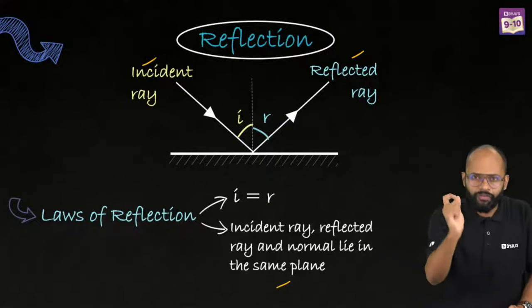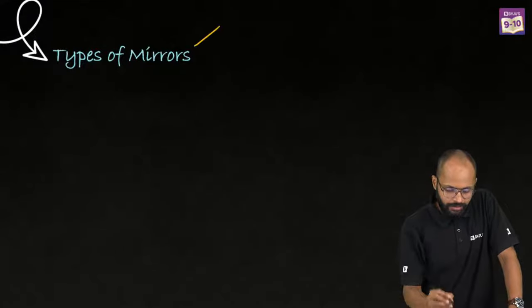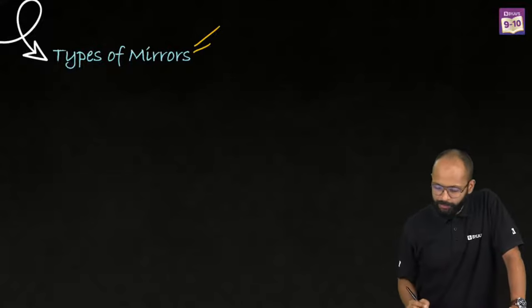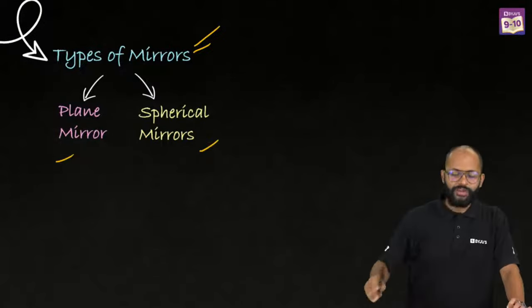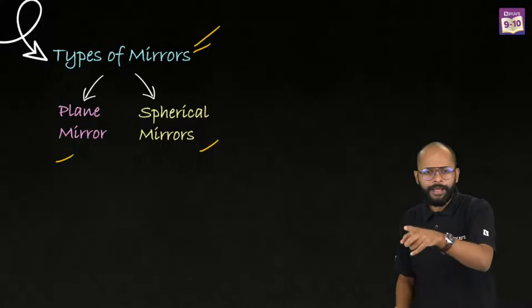Is reflection only applicable in plane mirrors? Yes or no? Are the laws of reflection only applicable in plane mirrors? There are two types of mirrors, plane mirror and spherical mirror. Will the laws of reflection apply to both?